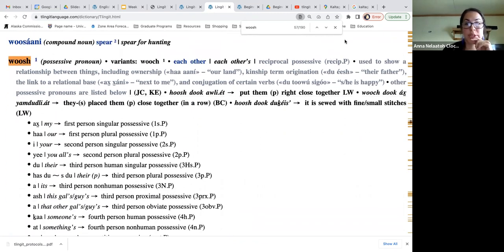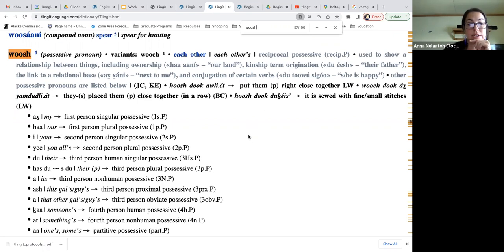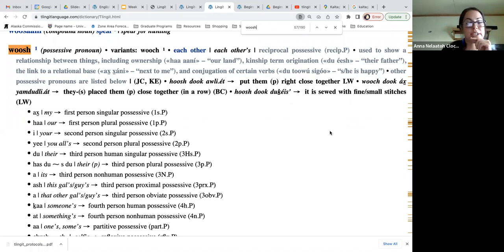So whoosh could mean, like you mentioned, each other. And here they list all the different ways it could be reciprocal, possessive meaning belonging to each other, used to show a relationship between things, including ownership, kinship term origination. Yeah. Okay. Does that help?